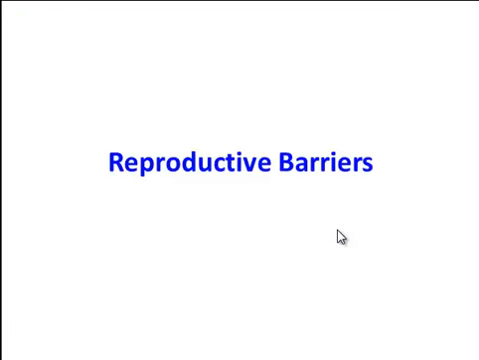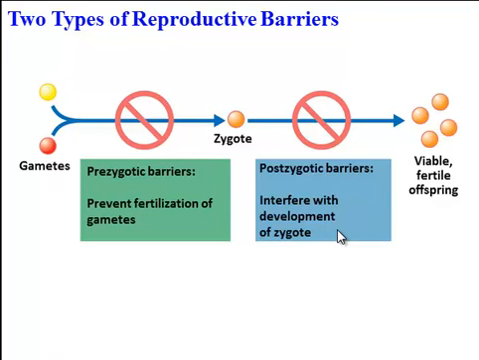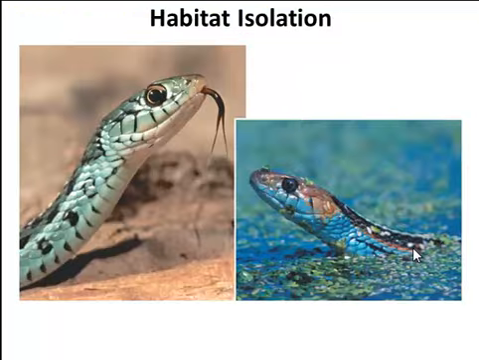So what prevents species from reproducing with other species? Well, reproductive barriers, and there are a variety of these. The two main types of reproductive barriers are prezygotic and postzygotic. Prezygotic barriers prevent gametes from ever fusing. So these barriers prevent the egg and the sperm from getting together. Postzygotic barriers happen after the zygote has formed. With postzygotic barriers, something interferes with the development of the zygote so that the zygote cannot produce offspring on its own. Let's take a look at a few examples of each.